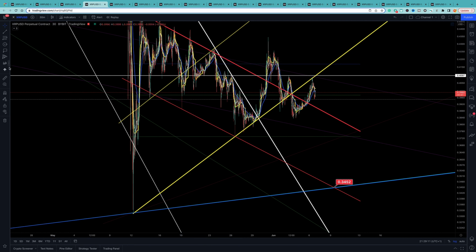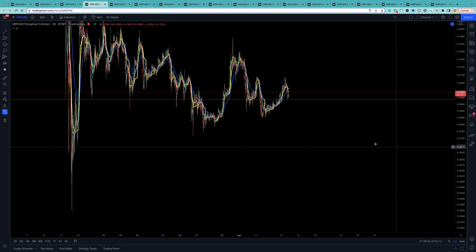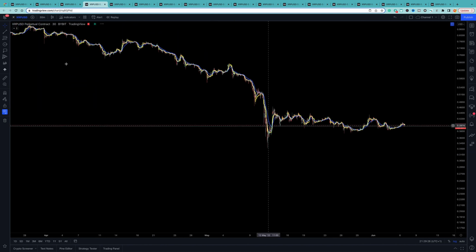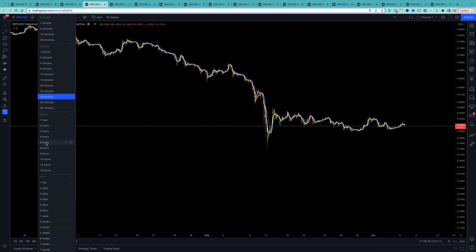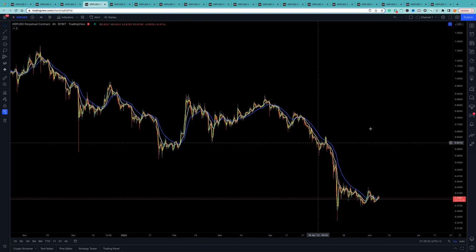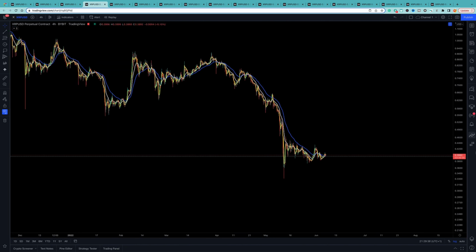Okay, so now what I'm going to do is take out the drawings and leave in the indicators. Okay, so now I showed you earlier on, I'm going to go to the 4 hour. I showed you earlier on that this breakout here, yeah?